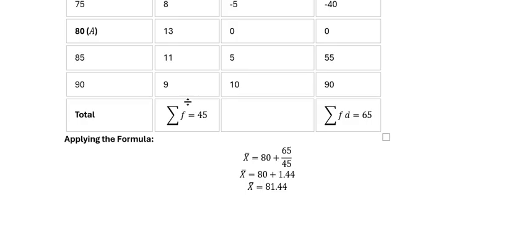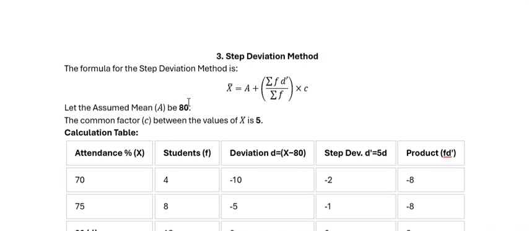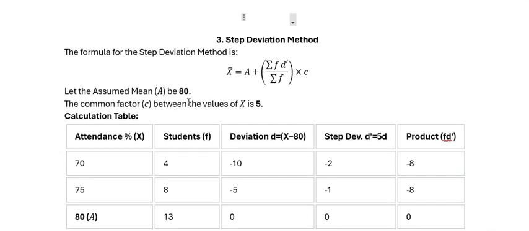If you have understood till here, make a thumbs up in the comment, and let's move ahead with the third method, that is known as the step deviation method. Here there is a little difference. We are going to keep a little difference: the deviation will be divided by a common number, and we will call it individual.